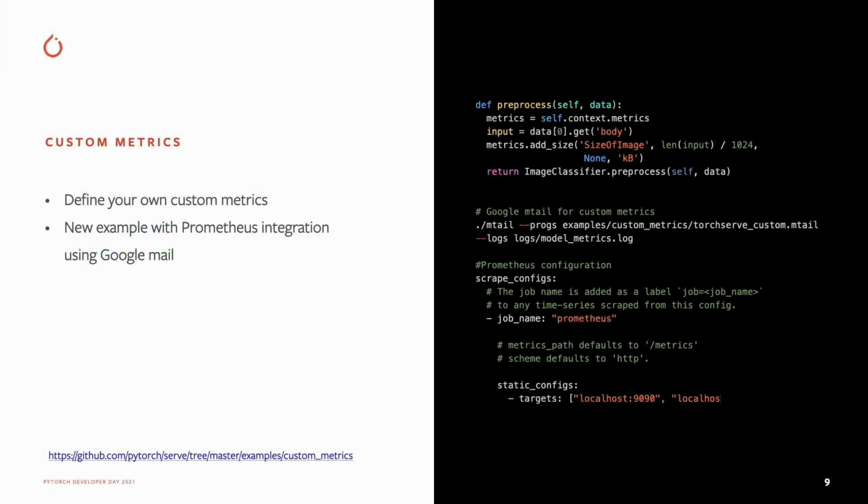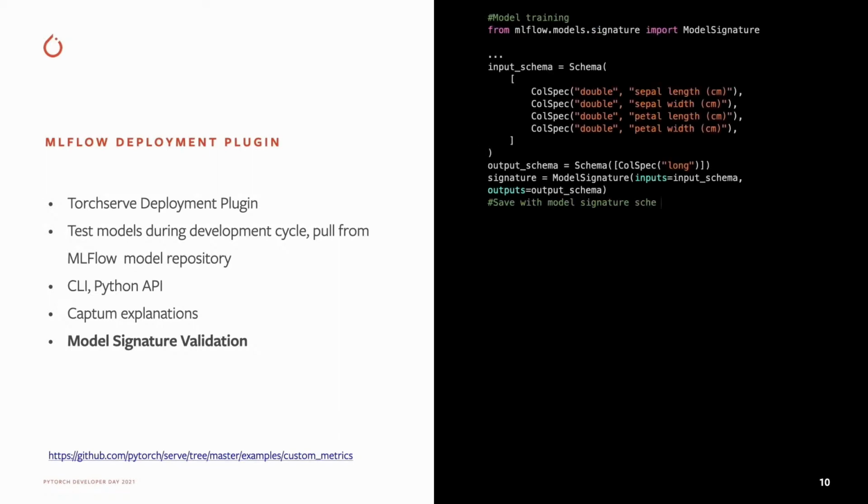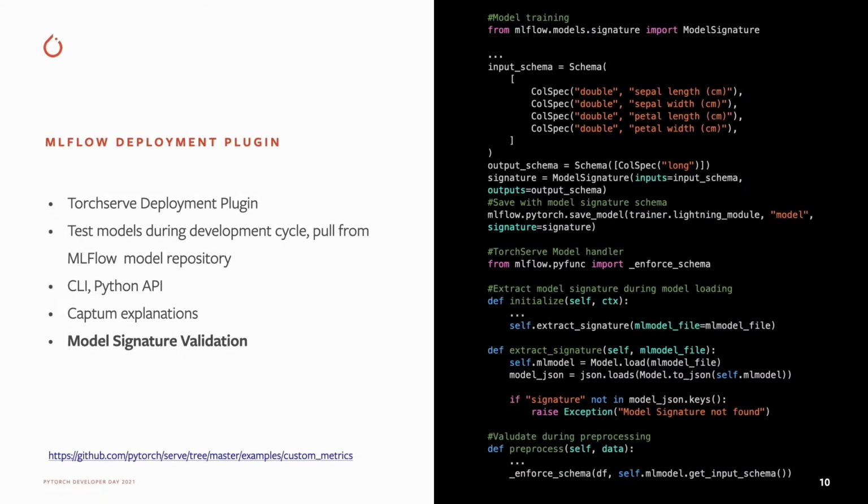On the metrics side, we added a new example showcasing how to define your own custom metrics. Here, we are logging the size of the image and then using Google's MTail tool to process the metrics and show them in Prometheus and Grafana. On the MLflow side, we enhanced the deployment plugin to add support for model signature validation. You save the schema at the time of the save model and then use it in the TorchServe handler for validation.